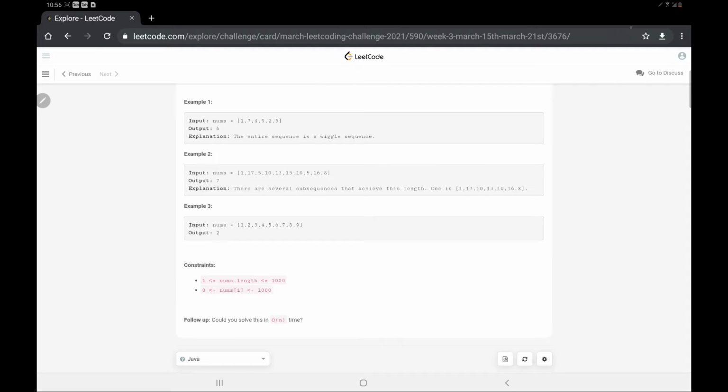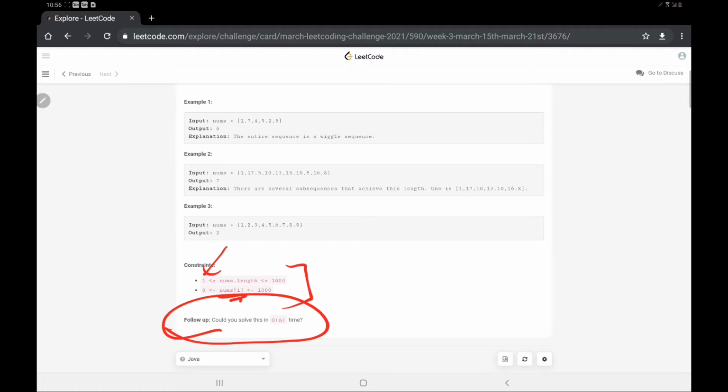The constraint given to us is that the length of the array could start from 1, so it would have a minimum of 1 value. So we should not handle the case for 0. And the values stored in the array could range from 0 to 1000, so that doesn't really matter here. The thing that is given to us is that we have to solve this question in O of n time.